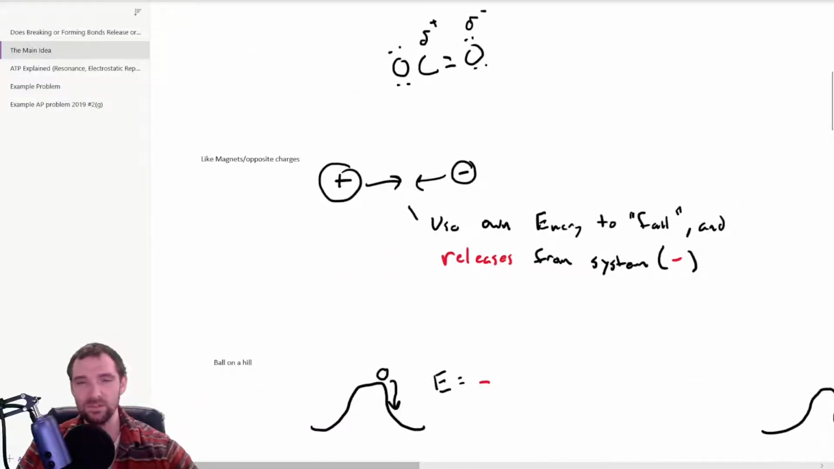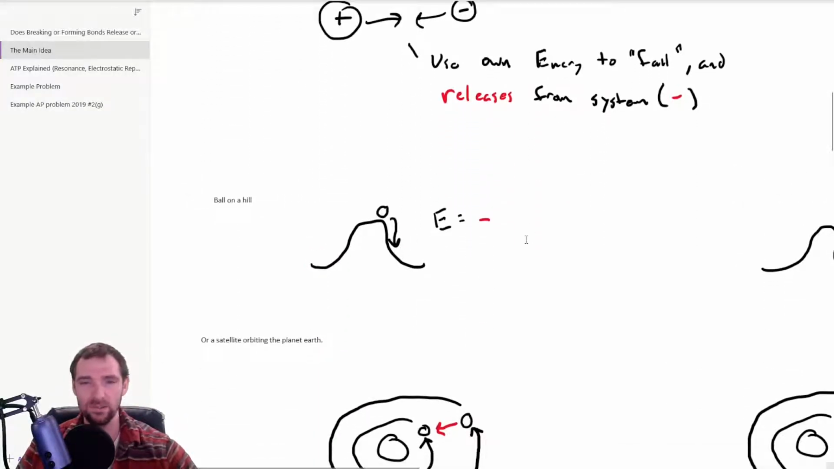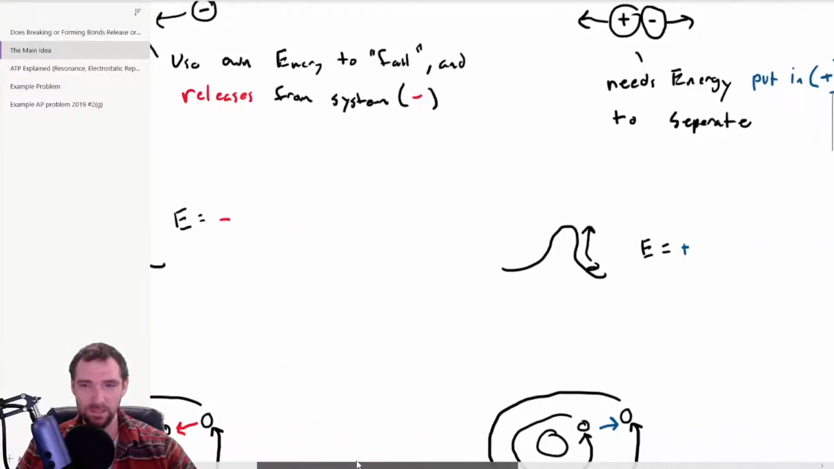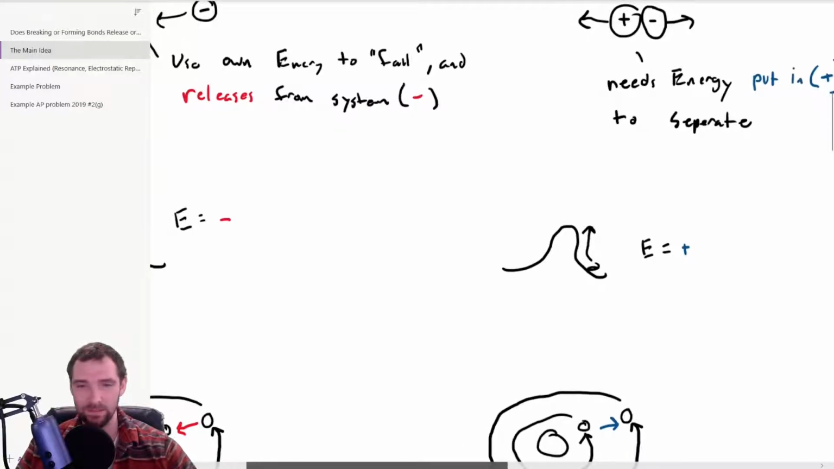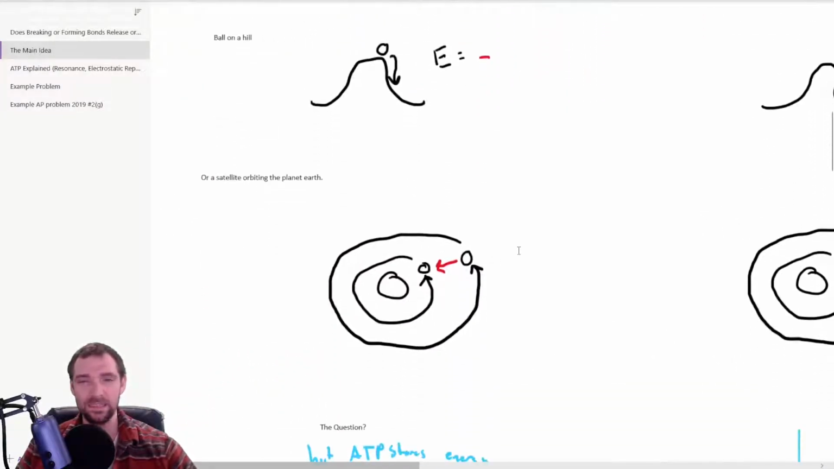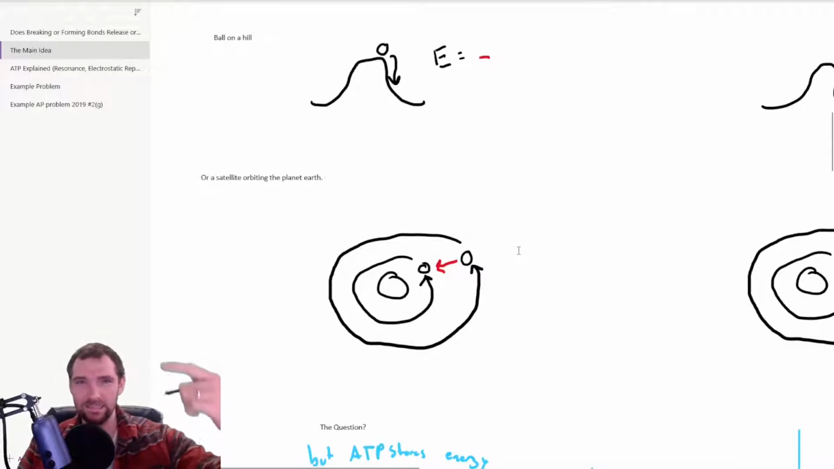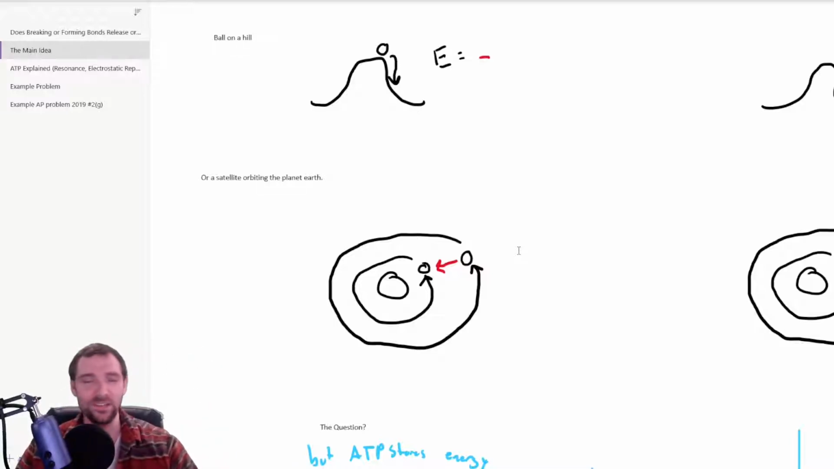So there's a number of ways to think about this. It's also kind of like a ball on a hill falling towards Earth, like those two objects falling towards each other. That releases energy. Or if you were to push a ball up a hill, that requires energy being put in. You've probably heard that ball on the hill model. I also sometimes like to think about these things as satellites, like the moon going around the Earth, or one of SpaceX's satellites going around the Earth.